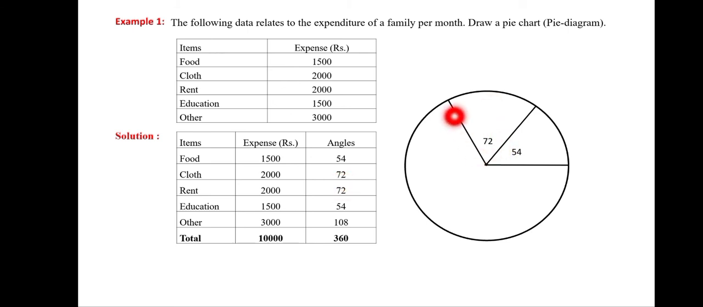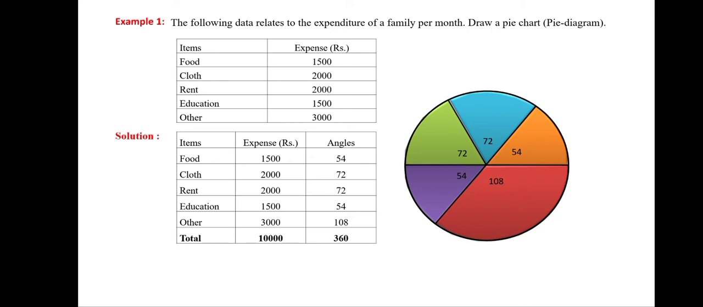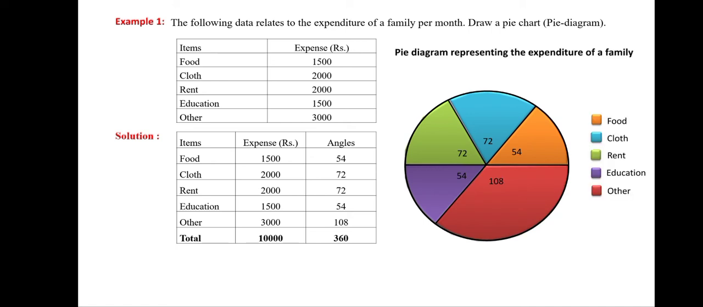Now, keeping this line as the radius, draw an angle of 72 degrees again. Now, keeping this line as a radius, draw an angle of 54 degrees. Now keeping this line as radius, draw an angle of 108 degrees. Okay, now to make a difference between different components, let us color the areas. Also write down the index, that is orange color for food, blue for cloth, green for rent, violet for education and red for others.